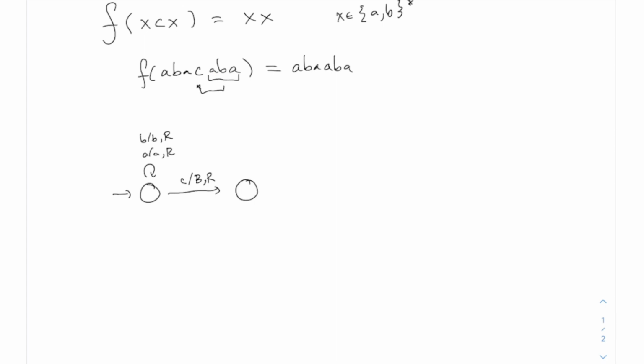Really what we want to do at this point is move to the left by one position and stick an A there if this letter was an A, or stick a B there if this letter was a B. So I'm going to make two branches because I'm going to behave differently. If the letter I'm looking at right now is an A, I copy an A to the left. If it was a B, I copy a B to the left. So here I'm going to say A, L.